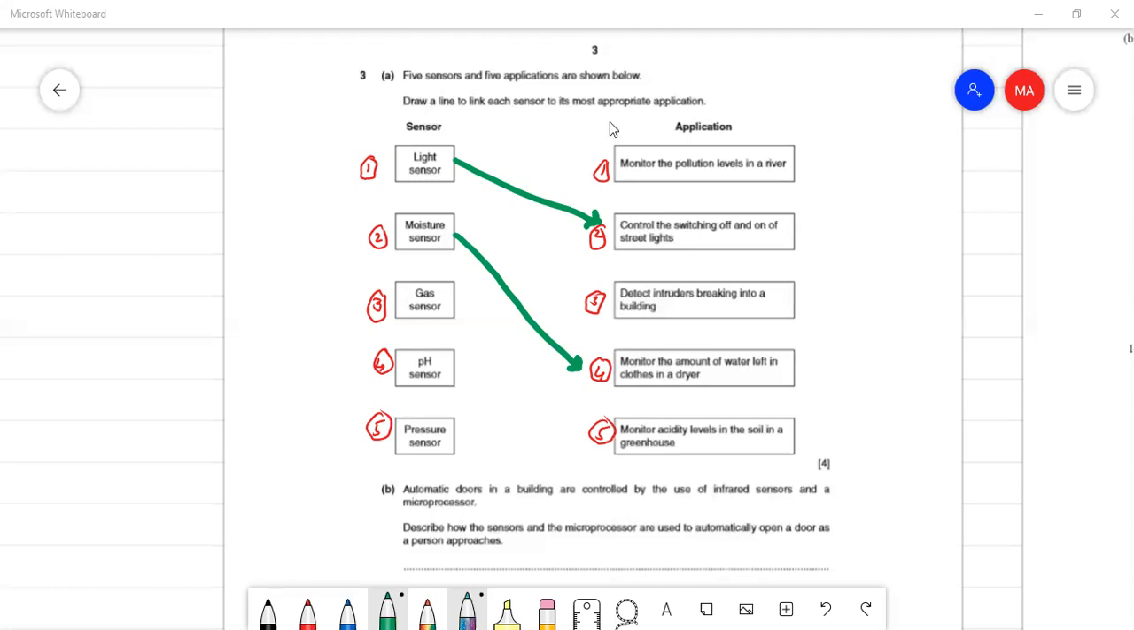Anyone else? Oh, different responses are coming from different students. Someone says the gas sensor is connected to the first application, and someone says the gas sensor is connected to the fifth application. Which one is right, first or fifth?